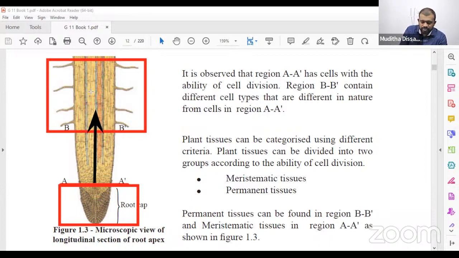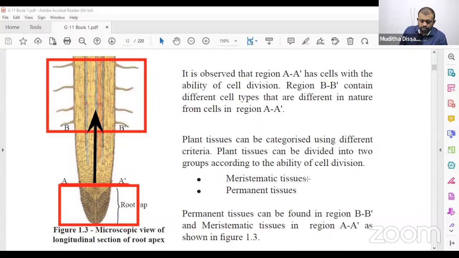Plant tissues can be categorized using different criteria. In A-levels, the criteria change actually. Plant tissues can be divided into two groups according to the ability of cell division. The first one is meristematic tissues and the second one is permanent tissues. I have explained this to you.